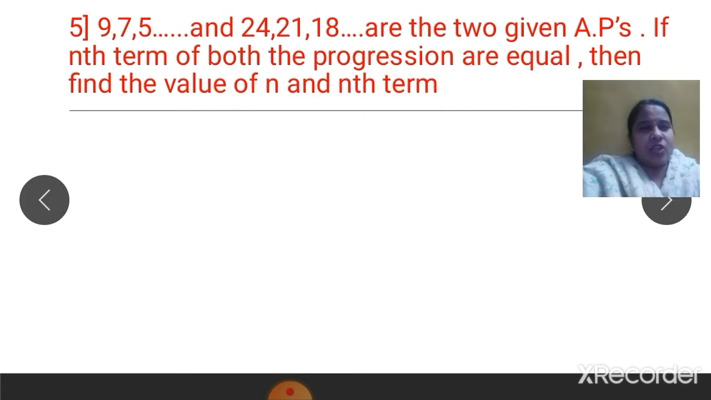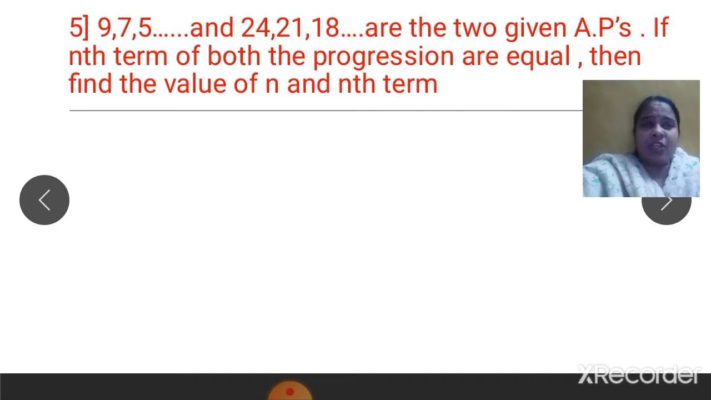Now such a question, where to start? What should be our first step? Our first step should be to take the first AP that is given to us, which is 9, 7, 5 and so on. If I give you this AP and ask you to find the nth term, I hope everybody should be able to do it. How can it be done? What is the value of a? 9. What is the value of d? Subtract this, 7 minus 9, that is minus 2.